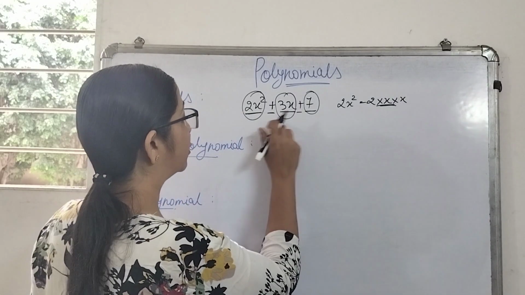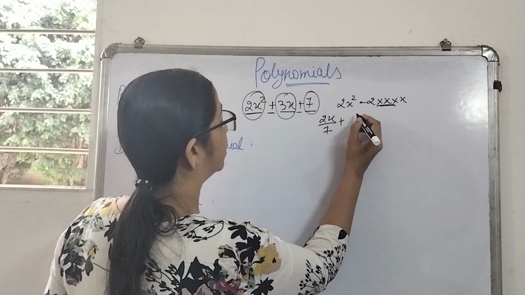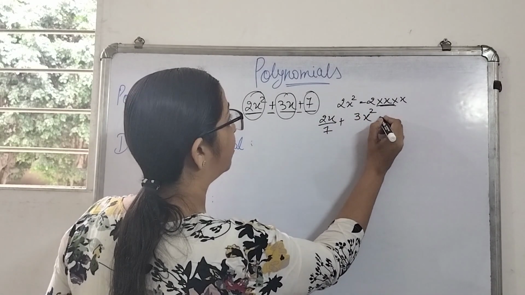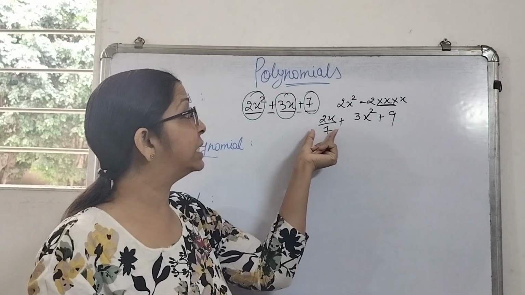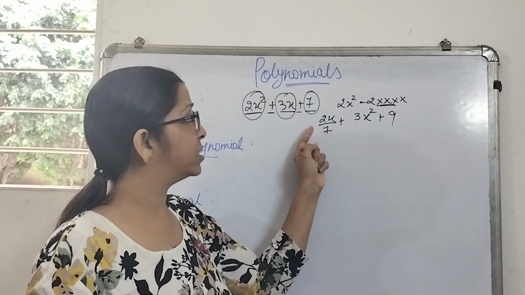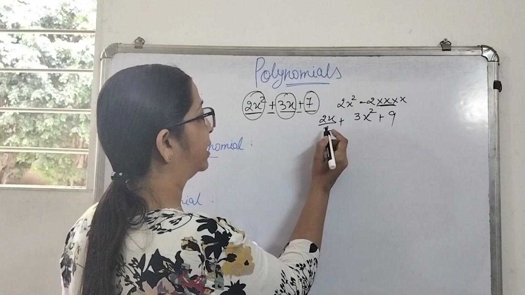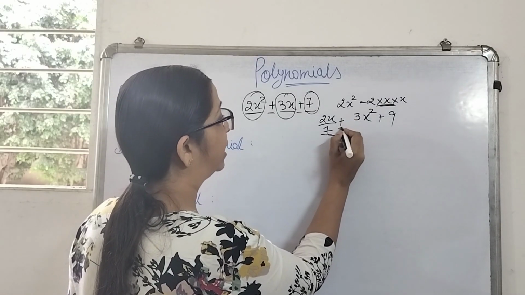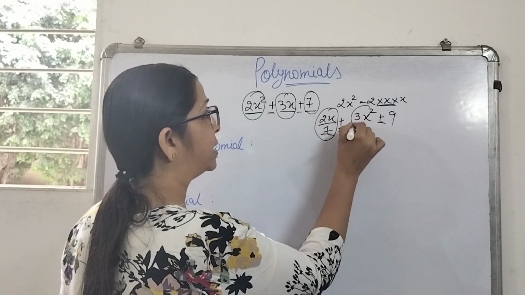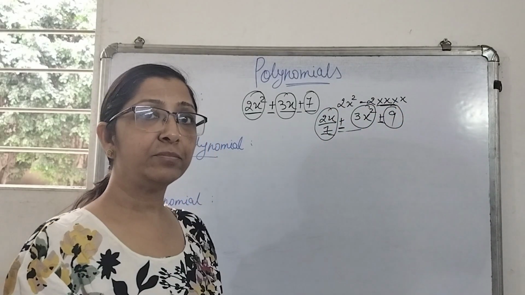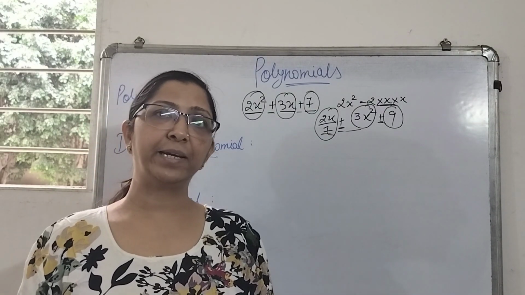Similarly, if it is written like 2x by 7 plus 3x square plus 9, here 2x over 7 is also one term because constants and variables are multiplied or divided. Whenever they are multiplied or divided, we get a term, and whenever we add or subtract, we get separate terms. So this is one term, this is another term and this is another term. When these terms are added or subtracted, we get an algebraic expression.